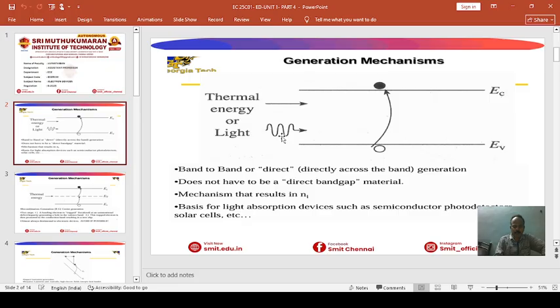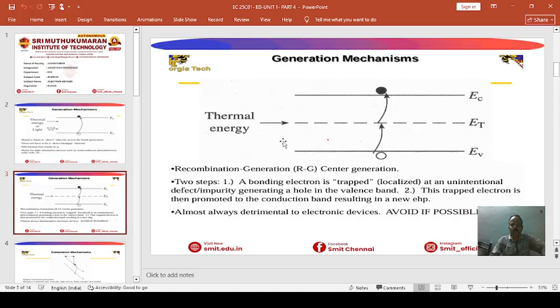This mechanism is very important since it determines the intrinsic carrier concentration. It helps in conduction of current. It forms the basis for photonic devices. For example, in silicon at room temperature, the thermal energy is continually generating electron hole pairs. This is the simplest and most fundamental generation mechanism that we can have.